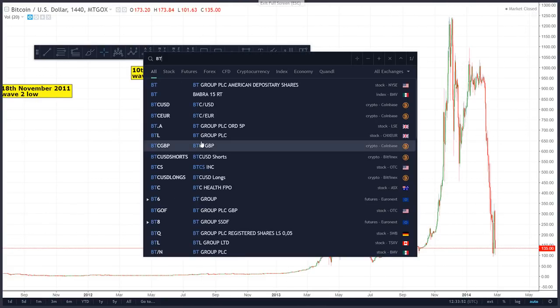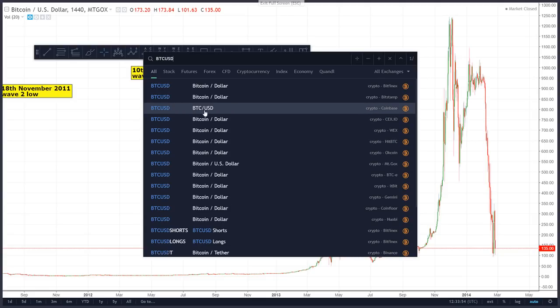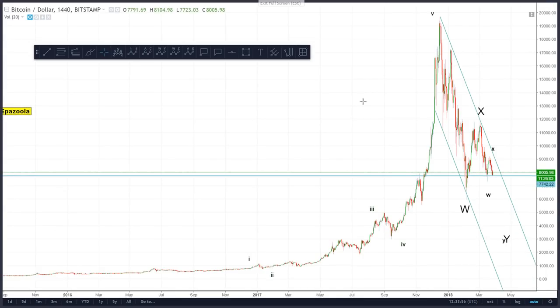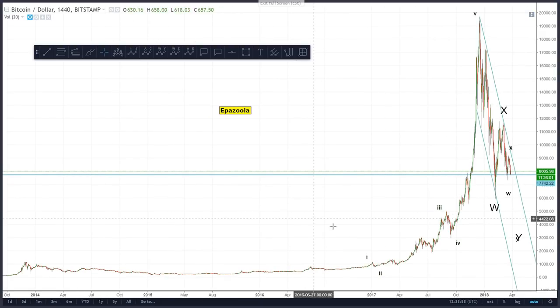Going back to our original chart, Bitstamp. That's why I think this is just wave 1 of 3. If this was the end of 3, I'd expect wave 1, a huge retracement in wave 1, and then this subwave 3 to have a huge retracement down to here, and you'd expect it to be drawn out.